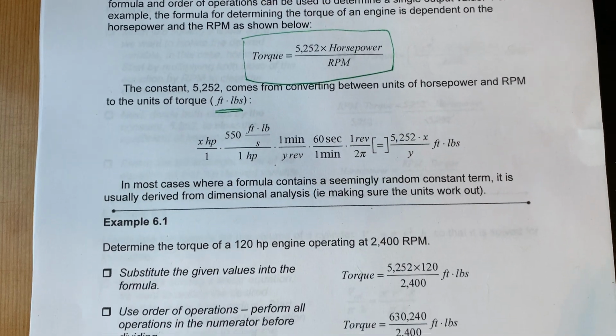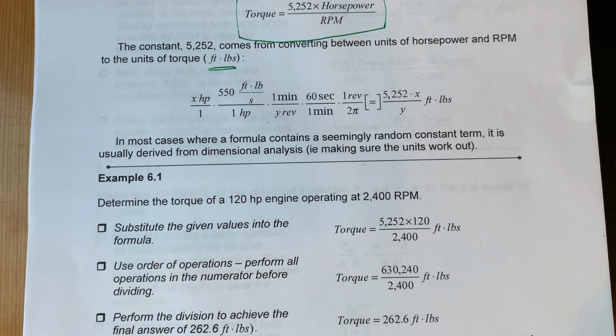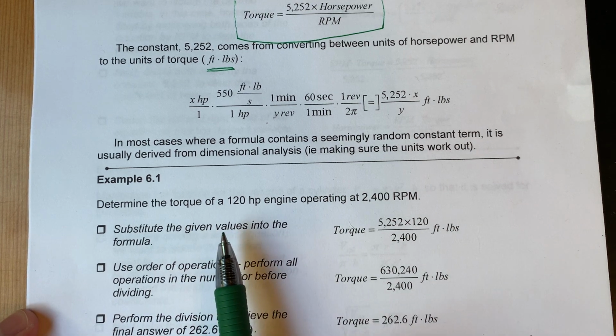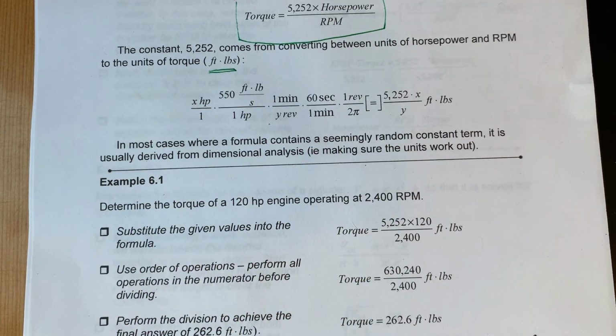So the first thing that we're going to do in this chapter is essentially just do a calculation with the formula, in order, more or less. Just the normal version of this formula. Our measurement for torque is coming from horsepower and RPMs. So if I know the horsepower and I know the RPMs, I can sub it into my formula and find the torque. So determine the torque of a 120 horsepower engine that's operating at 2400 RPM. So all I'm going to do is throw these values into my formula.